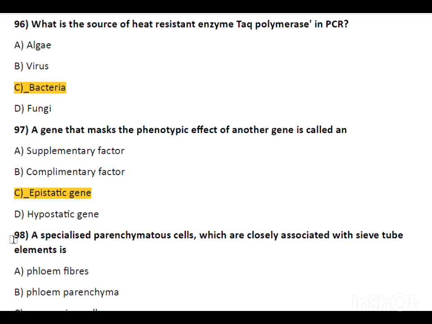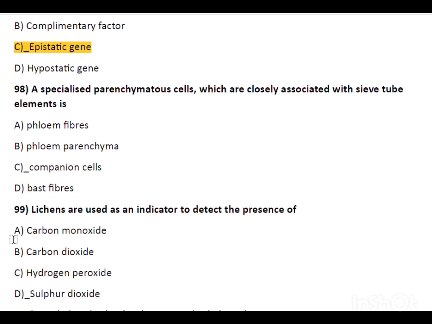Then question number 98. A specialized parenchymatous cell which is closely associated with the sieve tube element is: option A phloem fiber, option B phloem parenchyma, option C companion cells, option D bast fiber. The correct answer is option C, companion cells.